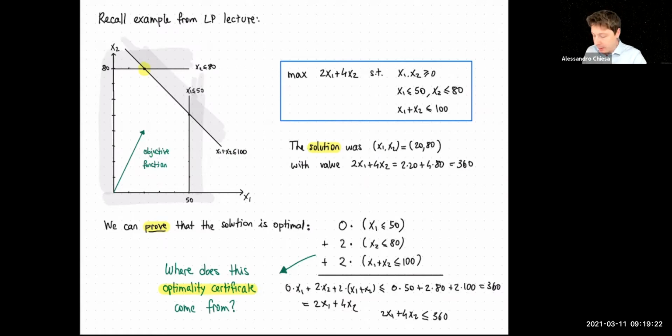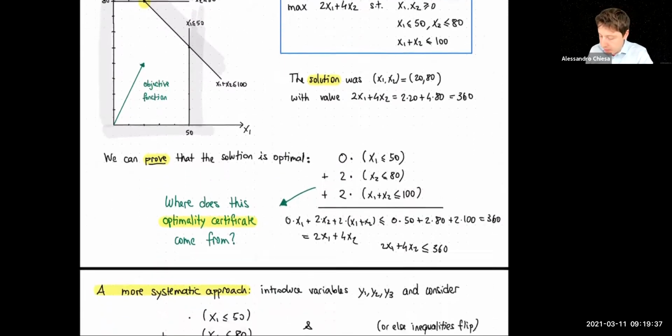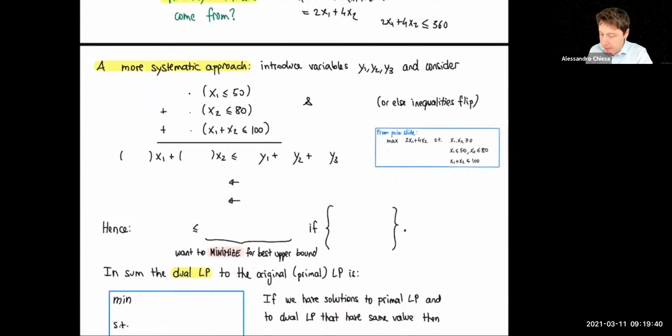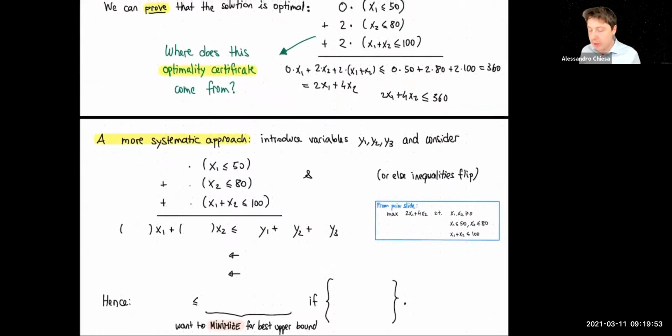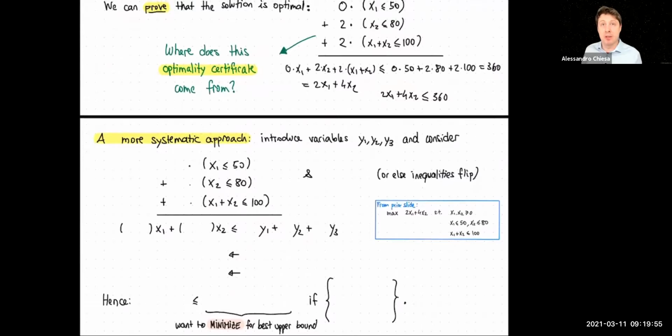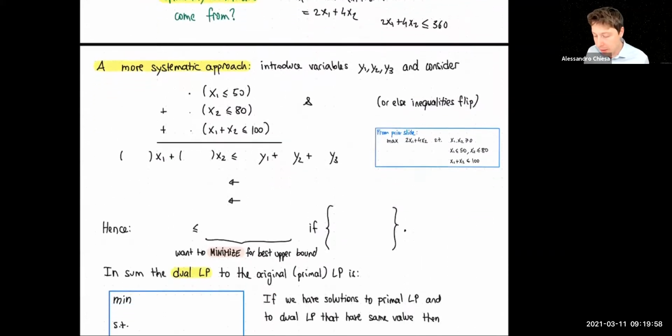Okay, but maybe we don't have a magic hat. How do we pull out these coefficients? How can we systematically figure out where this optimality certificate would come from? Let's take a step back and systematize our approach to that particular example, to somehow mechanically derive what those coefficients ought to be. So in general, this 0, 2, and 2 were just some variables that I eventually need to set.